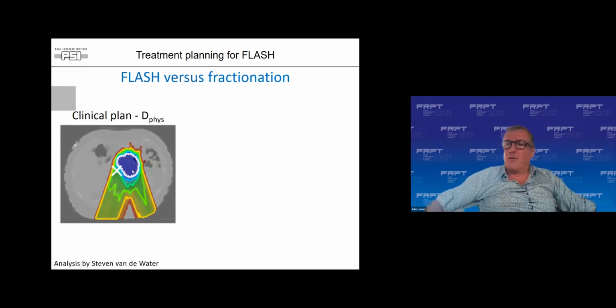So we took this clinical plan. This is the physical dose. And we now assume that the alpha beta in the tumor is 10 and the alpha beta in the normal tissue is 2. And of course, then we can calculate biologically effective dose, taking the conventional fraction, which in this case was 30 by 2 gray, into account.